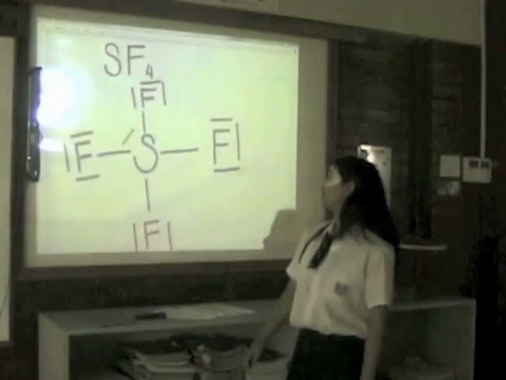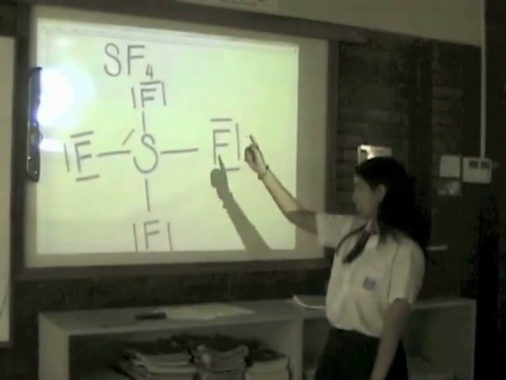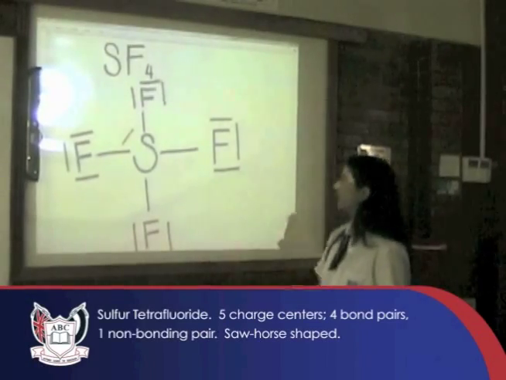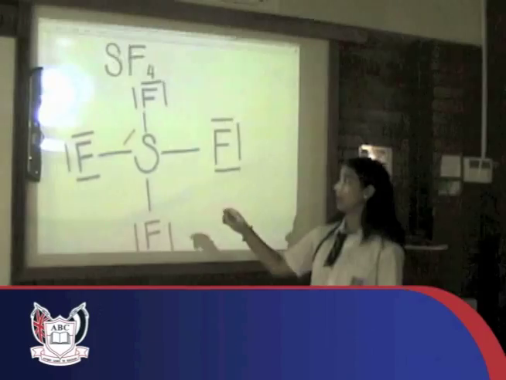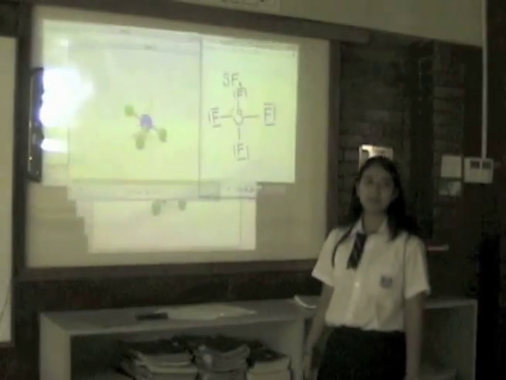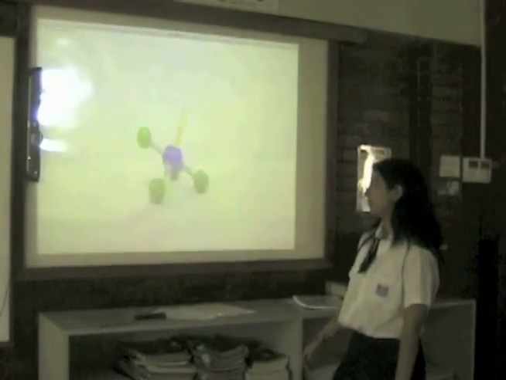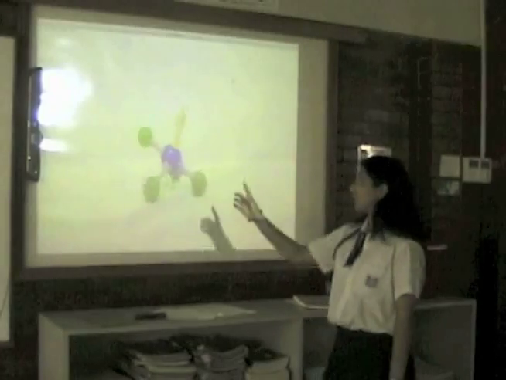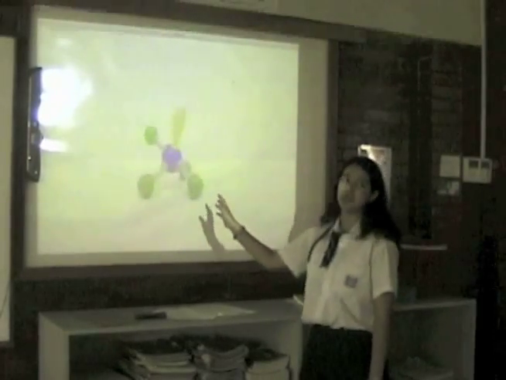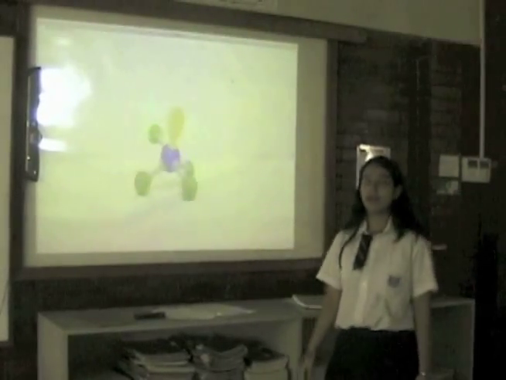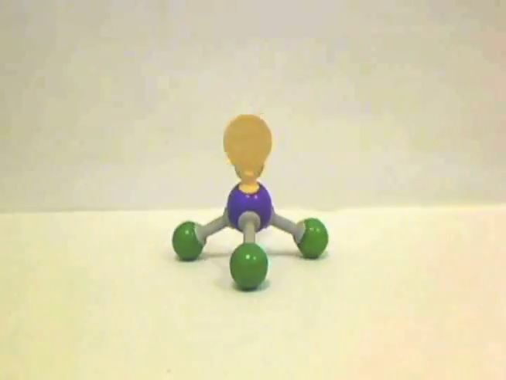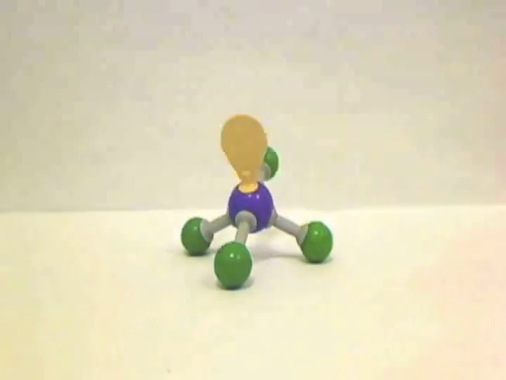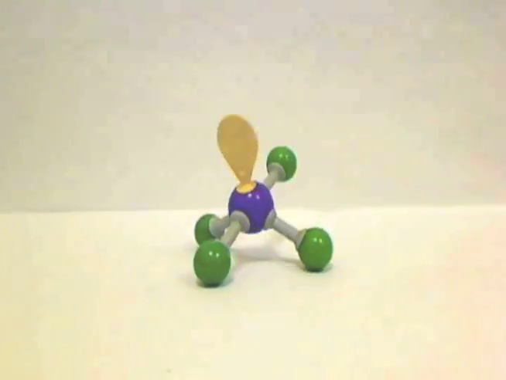My molecule is sulfur tetrafluoride, SF4. Here's the Lewis structure. Sulfur tetrafluoride has 5 charge centers and 1 non-bonding pair. The shape of the charge centers is going to be a trigonal bipyramid. However, because of the 1 non-bonding pair, the shape is going to be a seesaw. The bond angles of sulfur tetrafluoride are going to be from 90 to 170 degrees. Sulfur tetrafluoride is dsp3 hybridized.